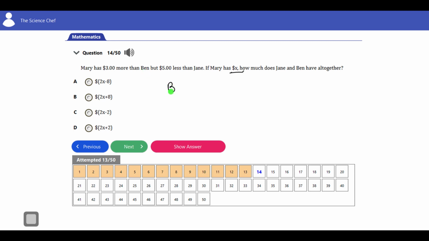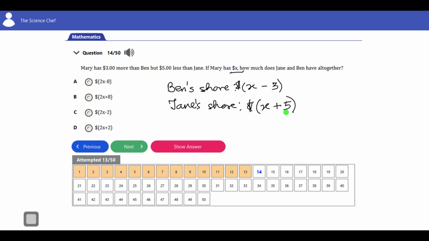So Ben's share will be what? $3 more than Ben. So we mean that the value of Ben's money will be $3 less than Mary's money. So that would be X minus 3. Ben will be X minus 3 dollars, right? While Jane's share will be, Jane has what? We are told that Mary has $5 less than Jane, which means that Jane has $5 more than Mary, right? So that would be X plus 5 for Jane. Are we together?